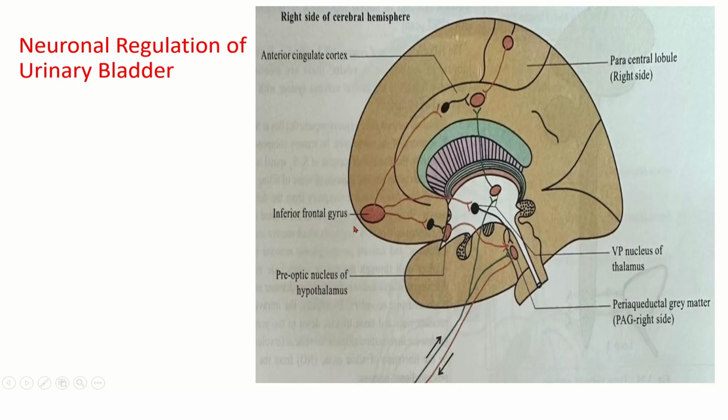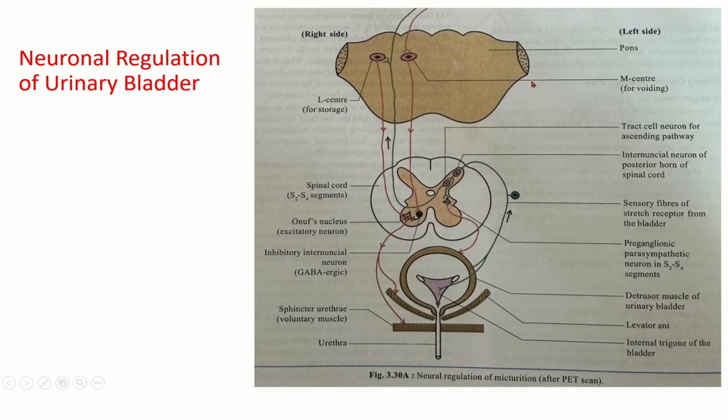All these are actively activated during micturition, and mainly the right side of the cerebral hemisphere is controlling the act of micturition. And here in the pons, there is the L center, which is for storage. You can see the cell center, anterior horn cells. They are actually controlling the sphincter urethrae. So this is called Onuf's nucleus, excitatory neuron.